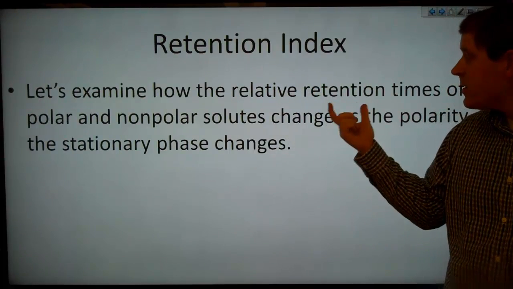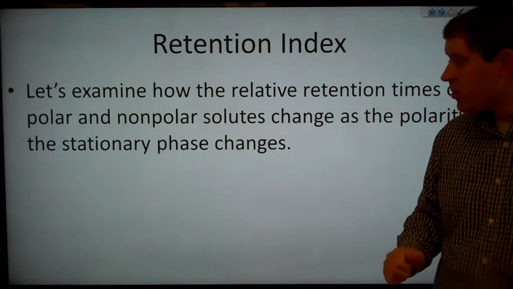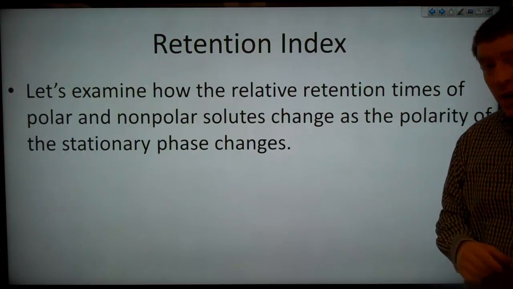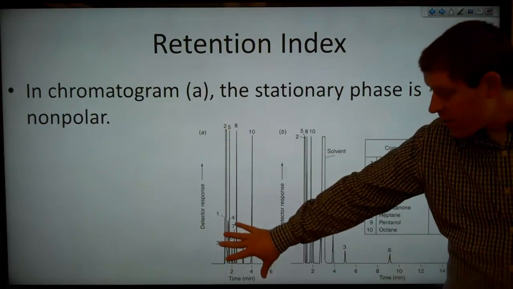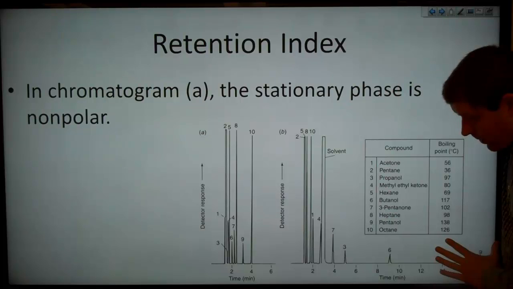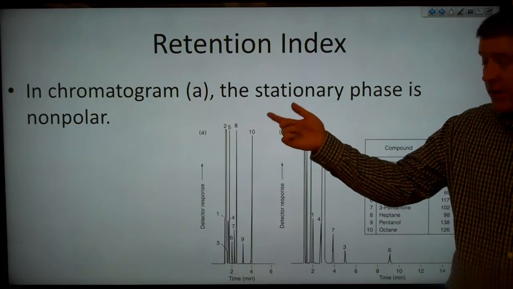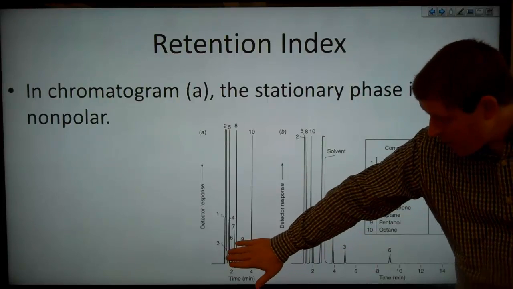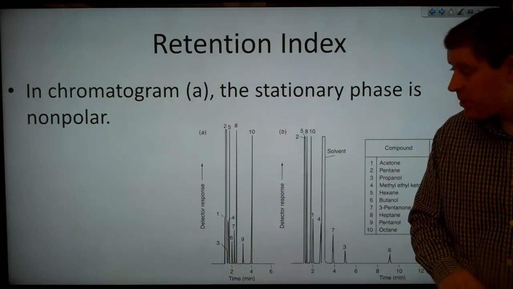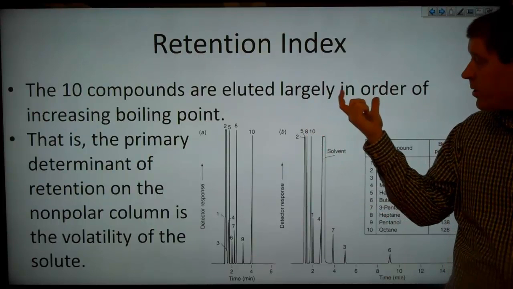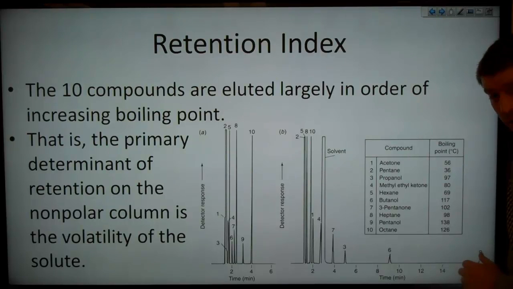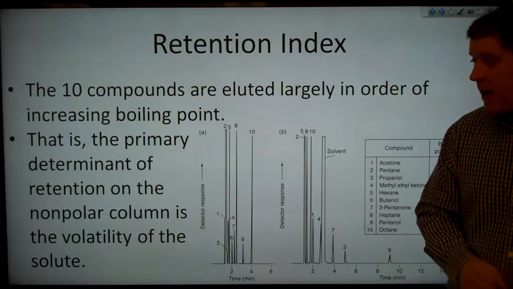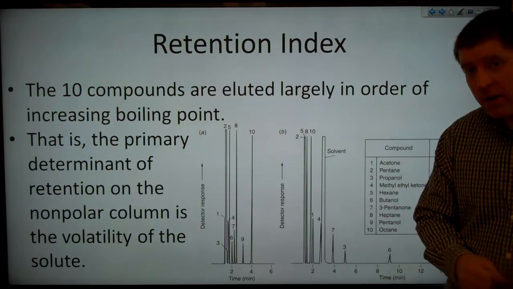So let's examine how the relative retention times of polar and nonpolar solutes change as the polarity of the stationary phase changes. Here we have two chromatograms, chromatogram A and chromatogram B. In chromatogram A, the stationary phase is nonpolar, and you can see we have a bunch of peaks all bunched up together. These 10 compounds are eluted largely in order of increasing boiling point, and you can see the 10 compounds over here with their boiling points. That is, the primary determinant of retention on the nonpolar column is the volatility of the solute.